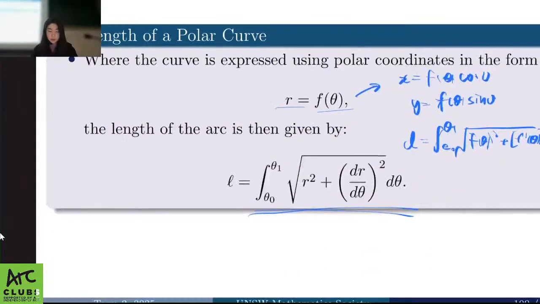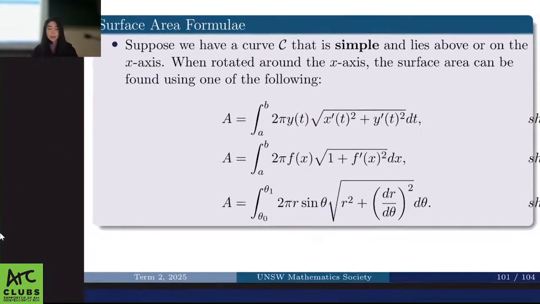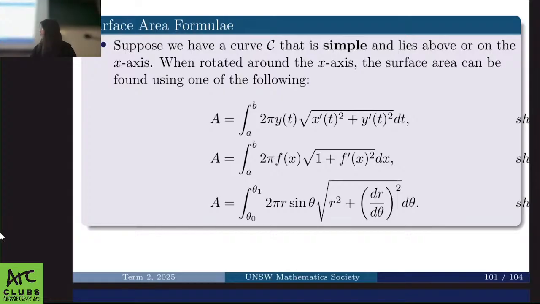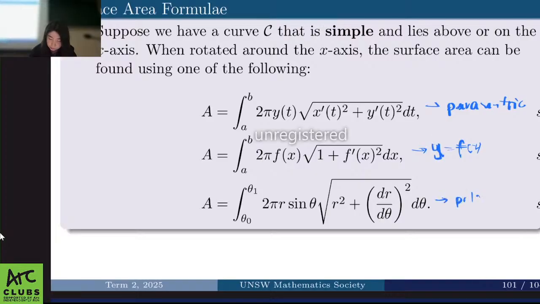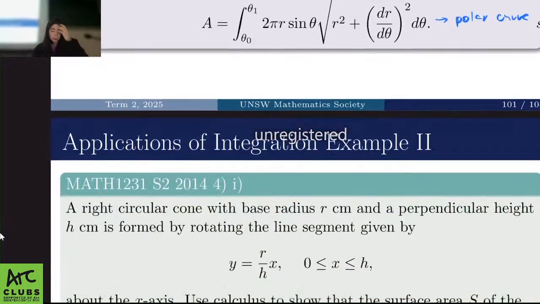Right, okay, and surface areas is essentially the same thing. You can be given the formula in, for example, parametric form, in which you'll be using this one. So this is for parametric. And the second one is just for normal y is equal to f(x). And the third one is just for polar curves. So you just substitute into their respective formulas, which are all given in the textbook.